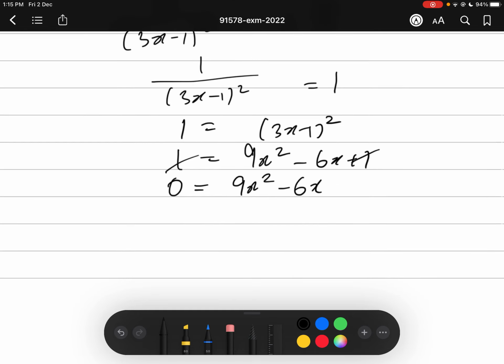So let's factor out x here. So we have x(9x minus 6). So either x equals 0 or x equals 6 over 9, which equals 2 over 3.